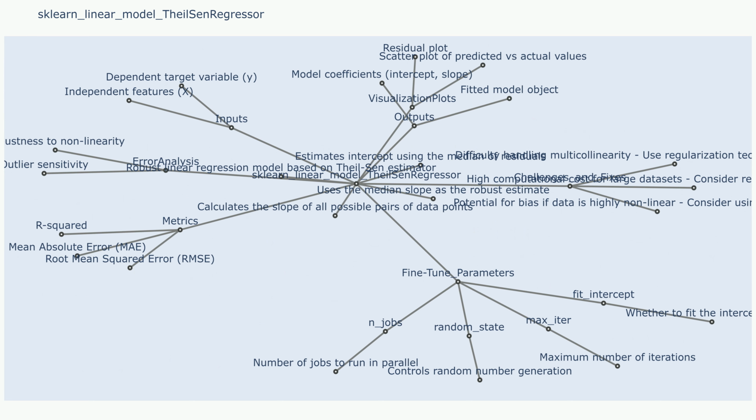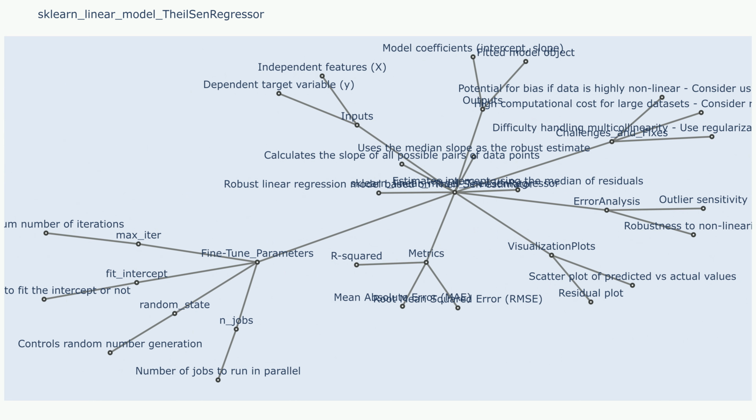Challenge 2: sensitivity to the number of outliers. The Theil-Sen estimator can be sensitive to the number of outliers in the data, and the results can be skewed if the proportion of outliers is significant. Sample use case: a dataset with a high percentage of outliers.